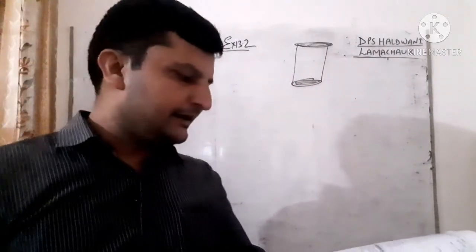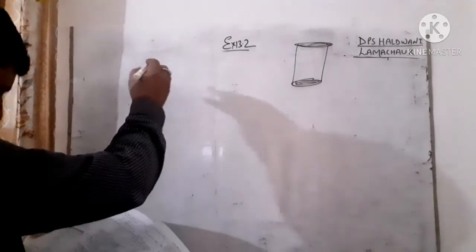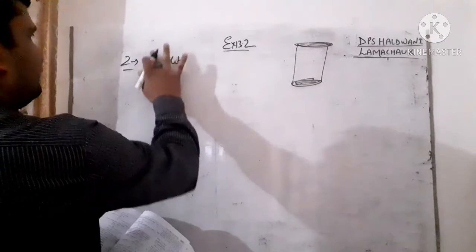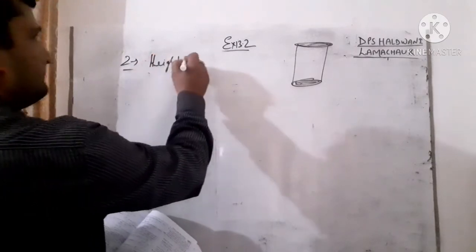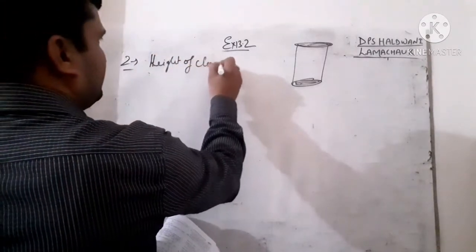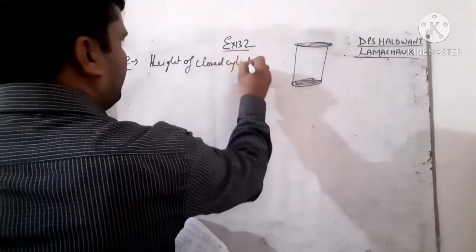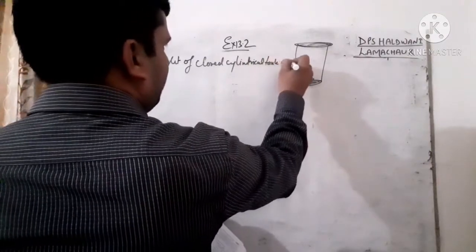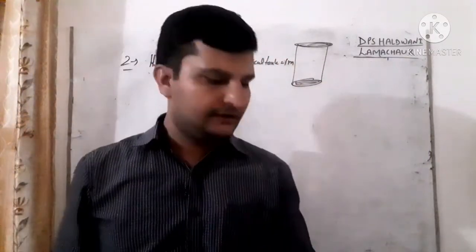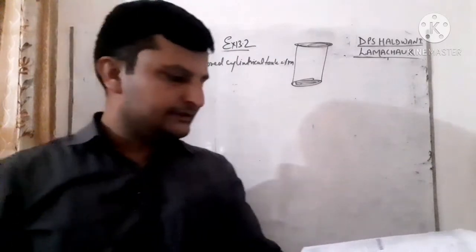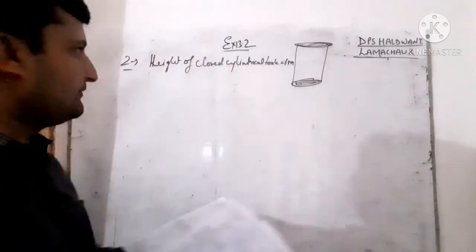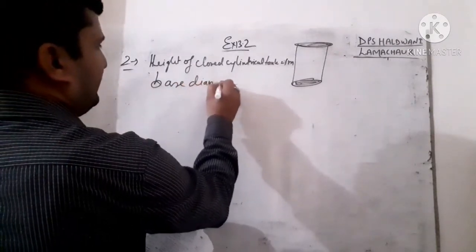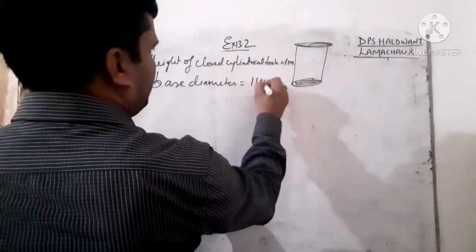The height of the closed cylindrical tank is 1 meter. It is given that the height is 1 meter, and the base diameter is given as 140 centimeter.